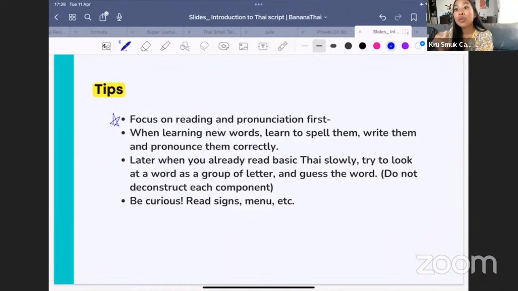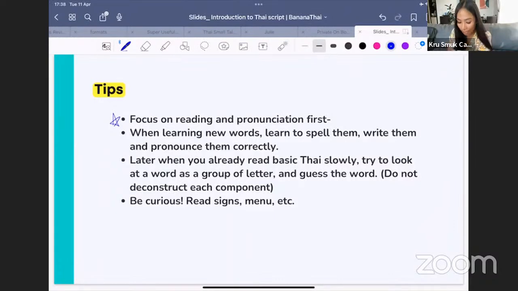Of course, if you learn new words that you think are practical for you to use, learn it, remember it, but not every single word. It will only slow you down. Focus on being able to read and being able to pronounce it correctly first.